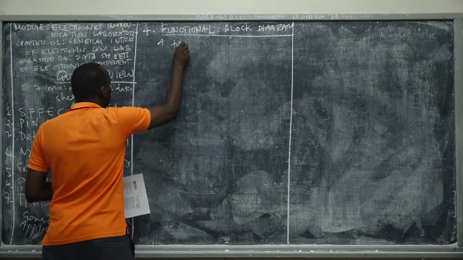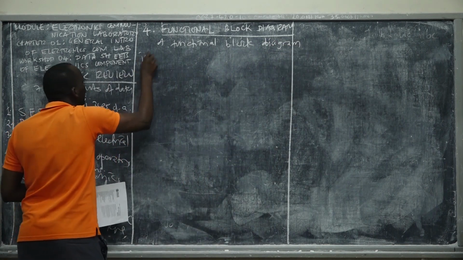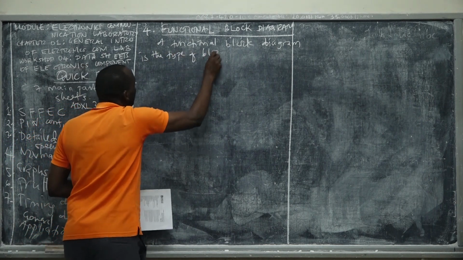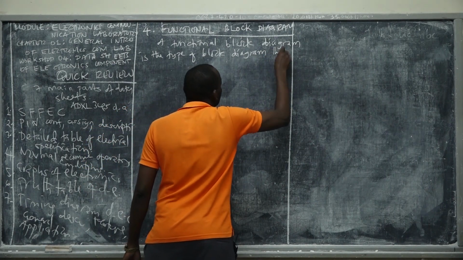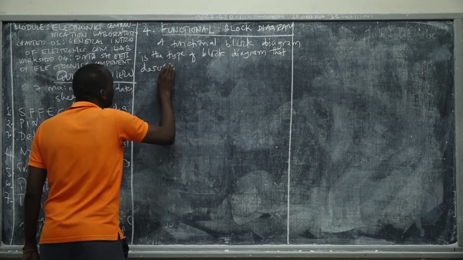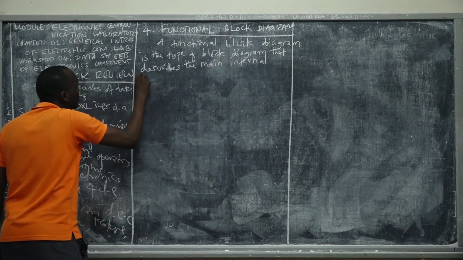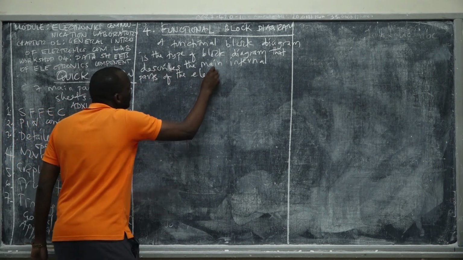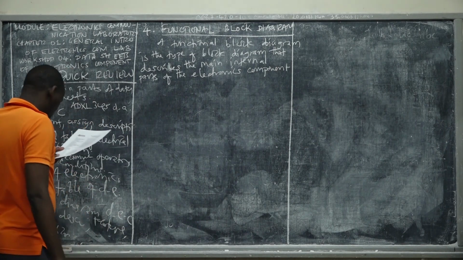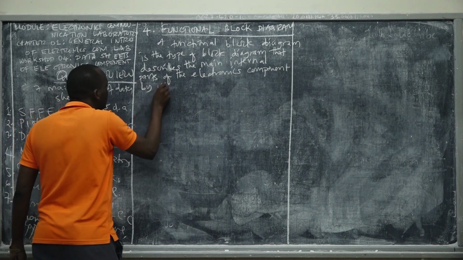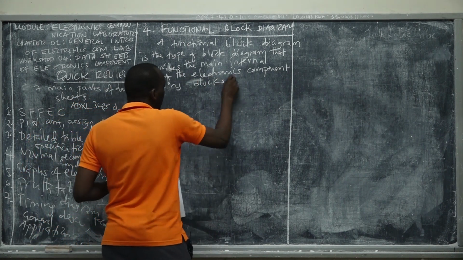So we say that a functional block diagram is a type of block diagram that describes the main internal parts of the electronics component, by using blocks and arrows.